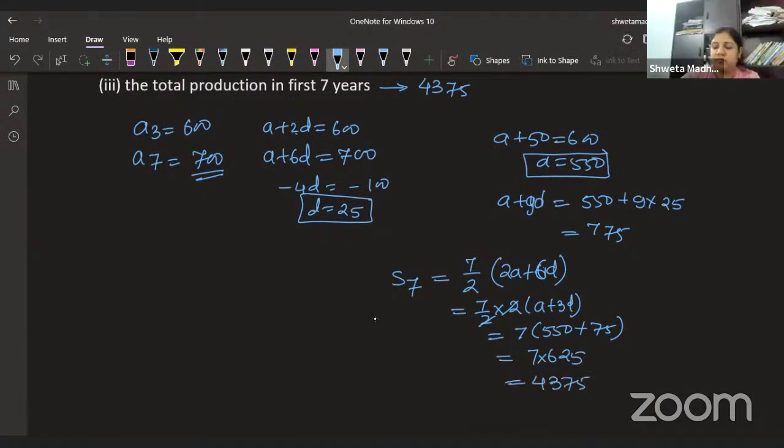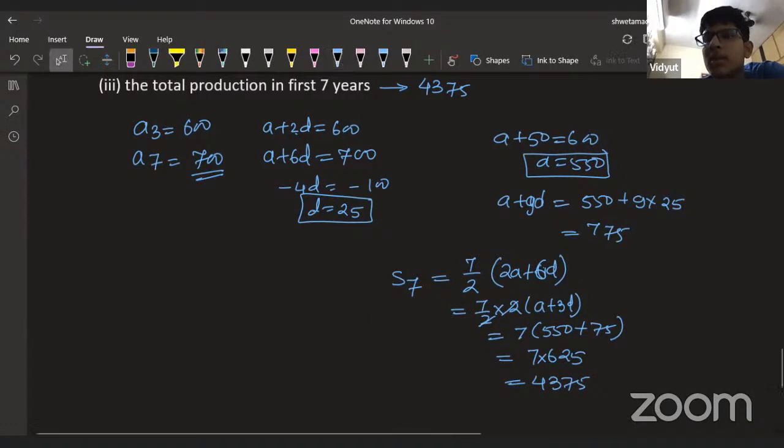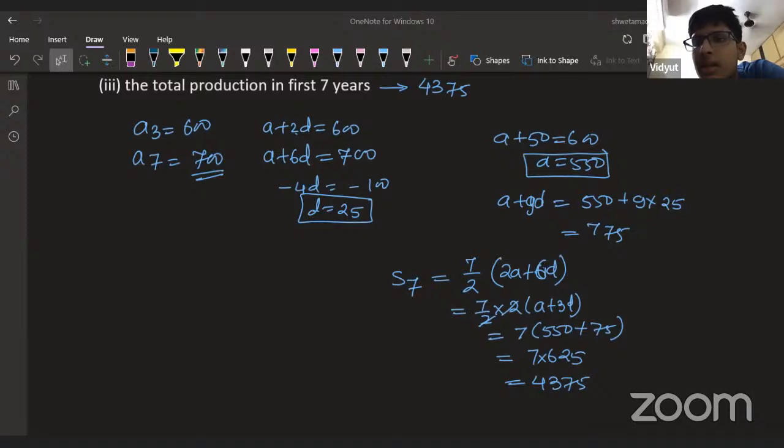Ma'am, in the exam, for AP questions, is it necessary to write the formula of SN and AN? Yes, you need to write it.